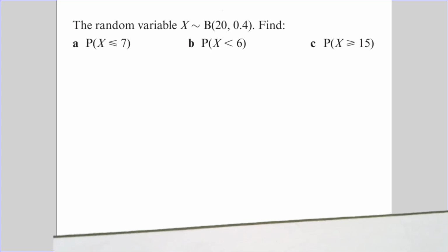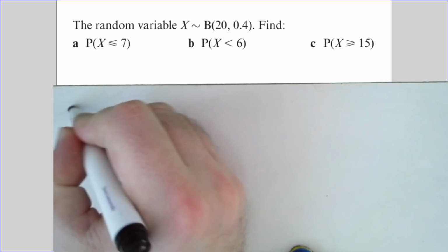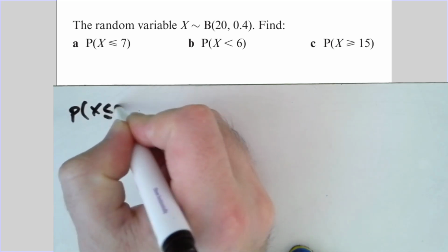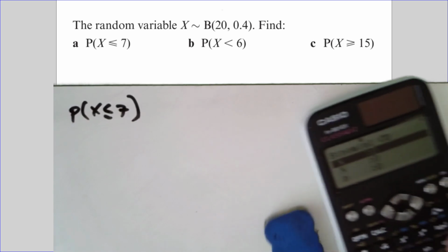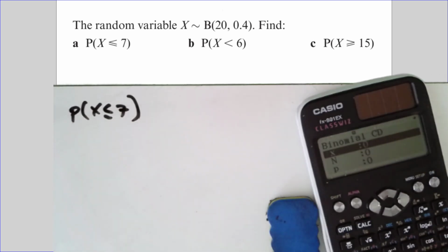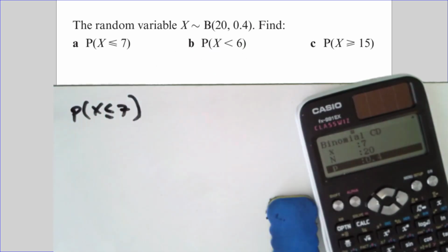Okay, so here we get given a binomial distribution of n is 20 and p is 0.4. To do this first one, which is probability x is less than or equal to 7, we're just going to look up 7 on our calculator. So we're going to go to binomial CD, we're going to put x in as 7, n in as 20, and p in as 0.4 for probability. Remember, this is always n first, then p afterwards. Press equals and we get an answer of 0.416.